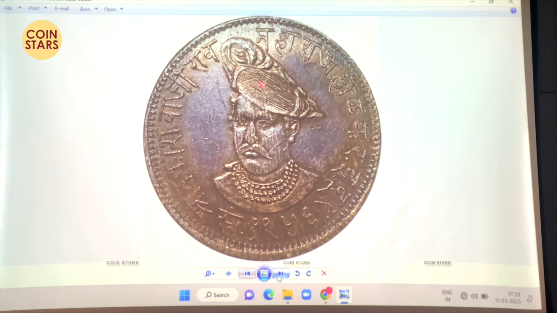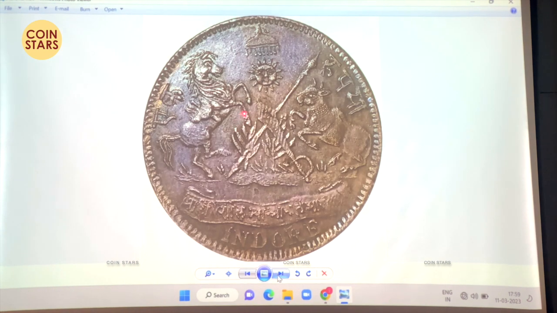Next. There is a Holkar with typical Maratha pagdi and jewellery. Next. The same monogram on this is a 1 rupee coin of Indore, 1 rupiya.